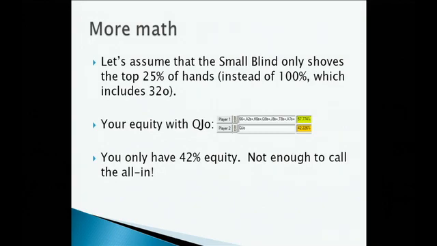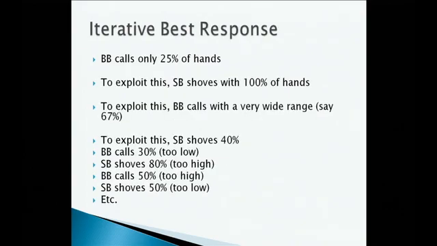We only have 42, so we actually shouldn't call anymore. So, it's possible the big blind's play is correct, but the point is someone's play isn't correct. So I also wanted this example to give you another idea of what sort of optimal Nash equilibrium play is.